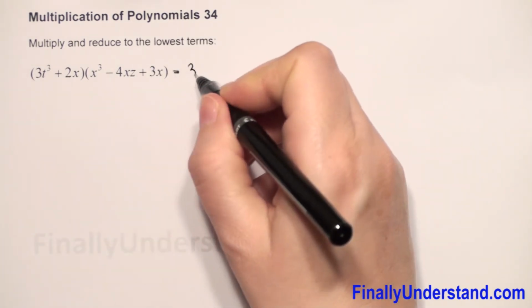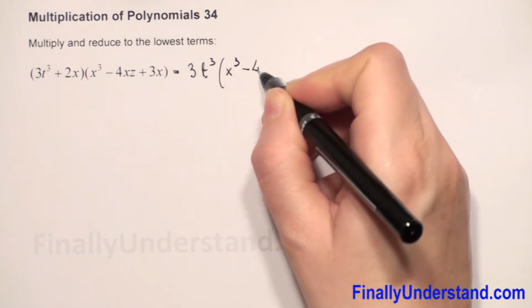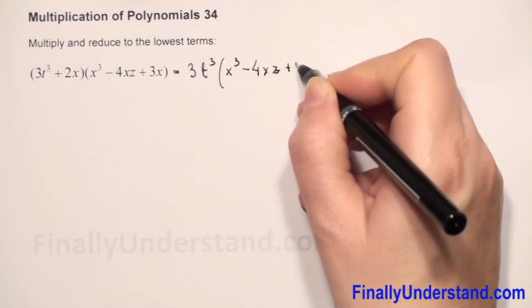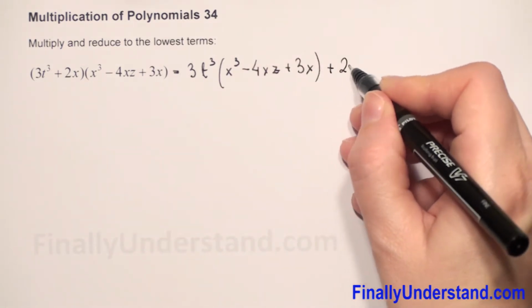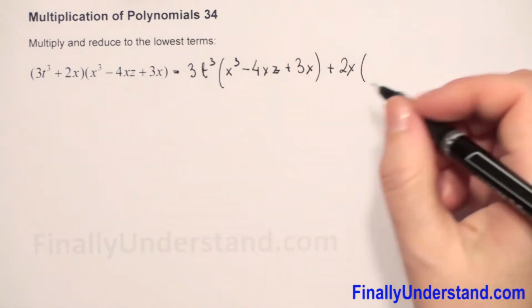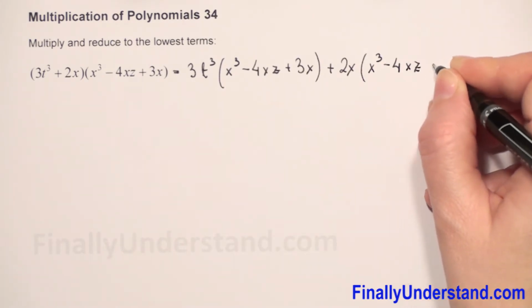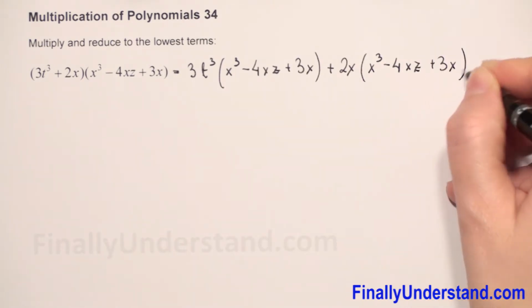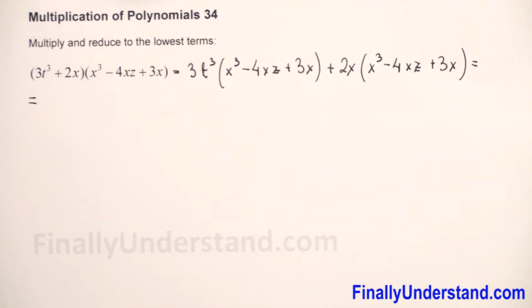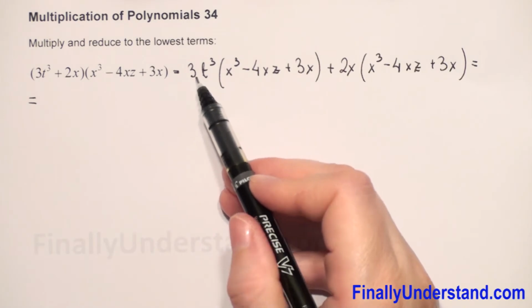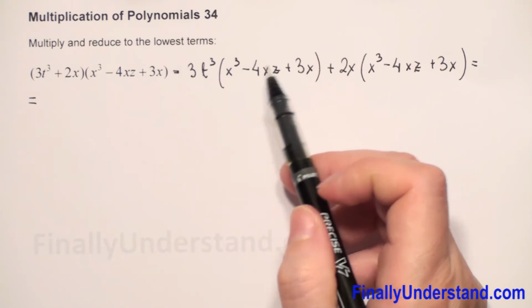So we have first 3t cubed times x cubed minus 4xz plus 3x, and now we have positive 2x times this whole expression in the second parenthesis, x cubed minus 4xz plus 3x. So this is equal. Now we have to use the distributive law of multiplication. So first we have to distribute 3t cubed over each term in the polynomial.